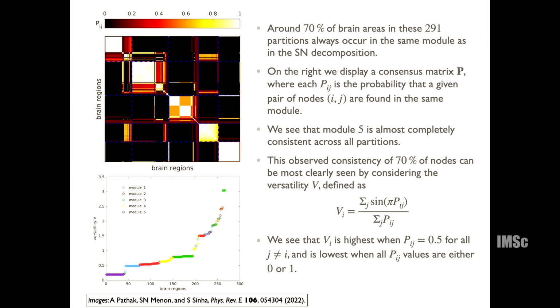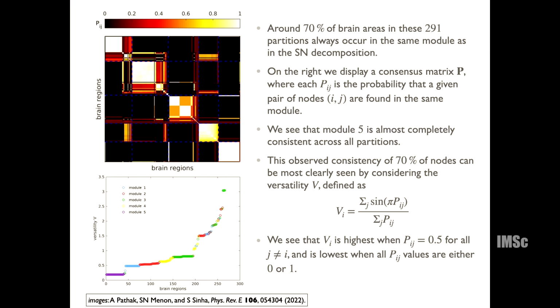And what we see over here is just another way of looking at this data, which is the versatility of a given node. We want nodes to have as little versatility as possible, because we don't want them to keep switching around between modules. And what we see, for example, is that most of module 5 has a very low versatility, which means that it's almost never changing. So basically it's defined like this.